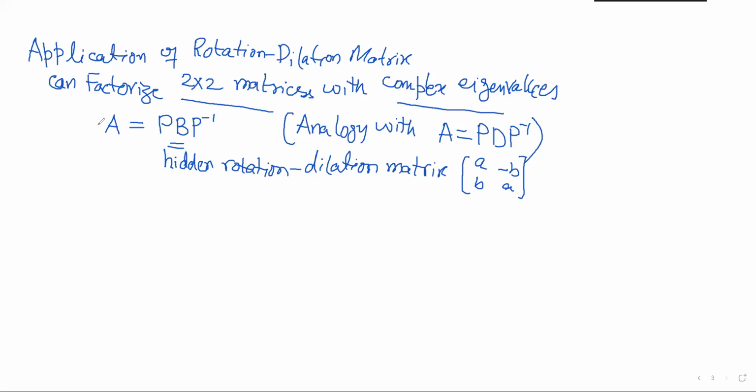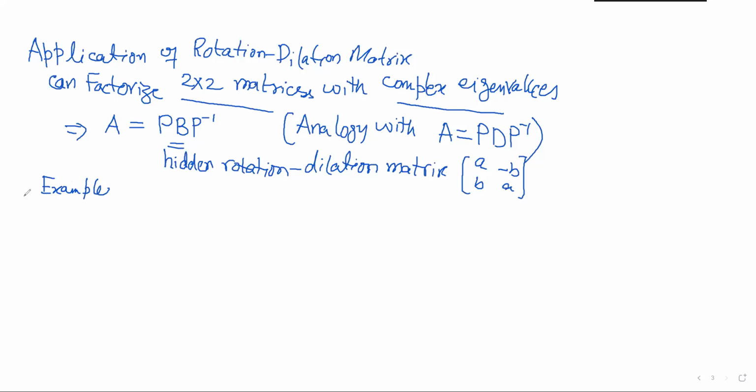So we will have some matrix A which is not necessarily in this form. You can take any matrix which is not in this form, but we can factorize that matrix into this form, in which B will be the rotation dilation matrix a, b, minus b, a. And what will be the P? Just like in the A equals P D P inverse case, P will be the matrix formed from the eigenvectors. So therefore, we are now talking about the A equals P B P inverse factorization.